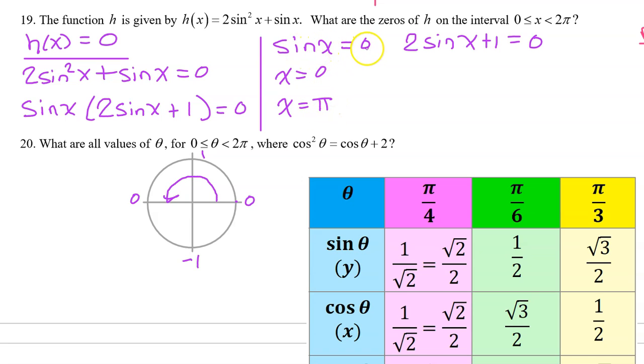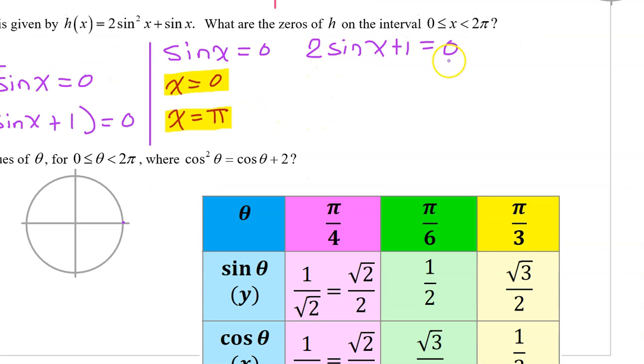So sine x will equal 0 at x equals 0 and x equals pi. Now let's solve the second equation. Begin by subtracting 1 from both sides. So we have 2 sine x is equal to -1. Dividing both sides by 2, we get sine x is equal to -1/2.